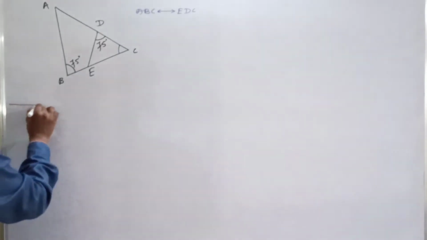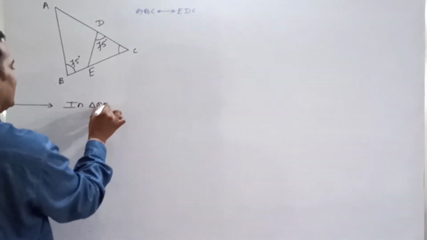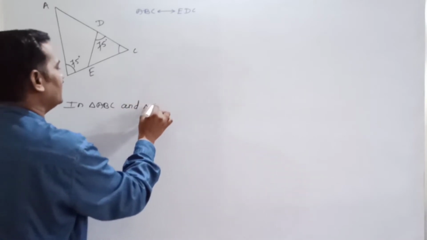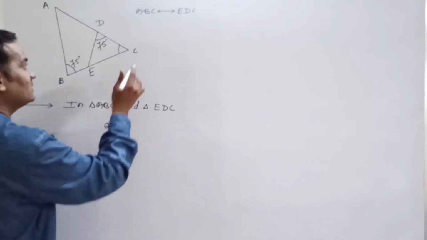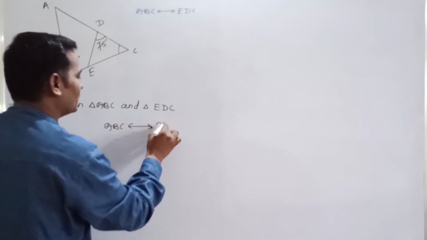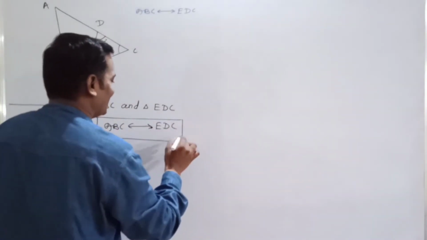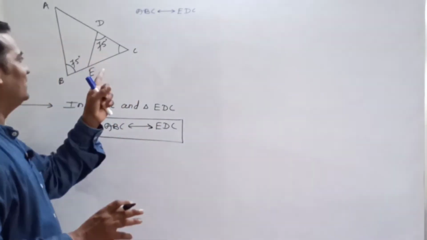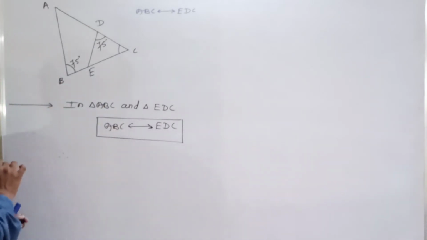So in triangle ABC, look at this triangle ABC and triangle EDC. Now what will be the correspondence? That correspondence is this way, ABC corresponding to EDC. Okay, so which test do we have to use here? As not a single side is given, we can take only two angles, that means the angle test. So which two angles are congruent here?